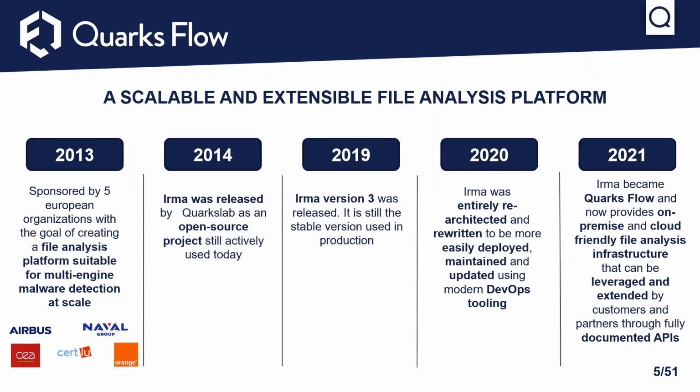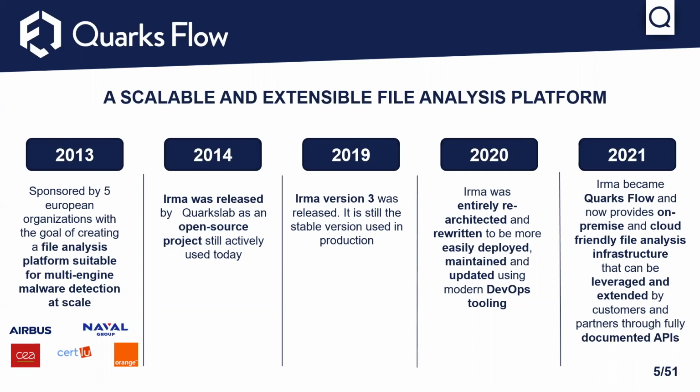But last year we decided that we had to re-architect the entire product and rewrite a big portion of it, based on the inputs, the feedback and the experience that we gained over all these years working on it. The idea was to re-architect it and rewrite what needed to be done to make it easier to deploy, easier to maintain, and easier to update, and to modernize it to DevOps tools that are now being widely adopted. So that is how IRMA became Quarks Flow.